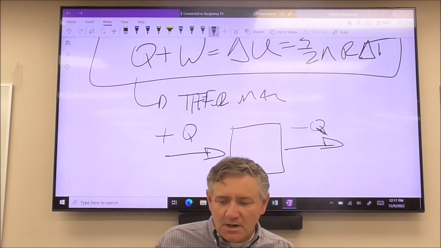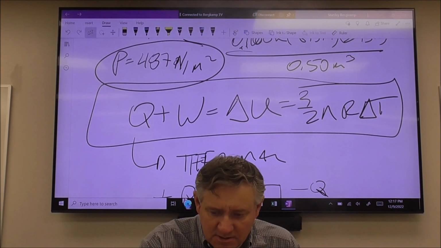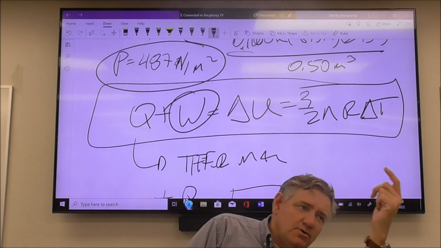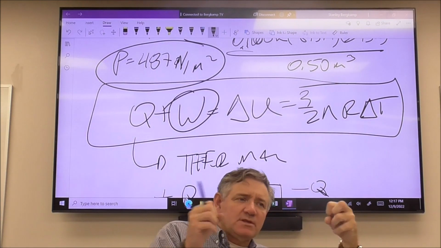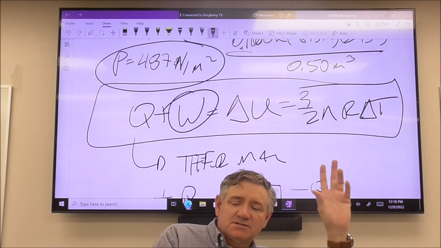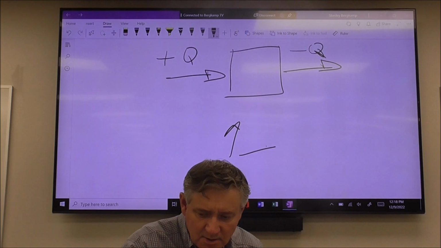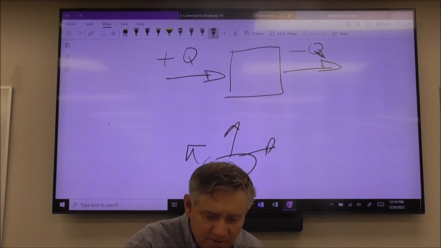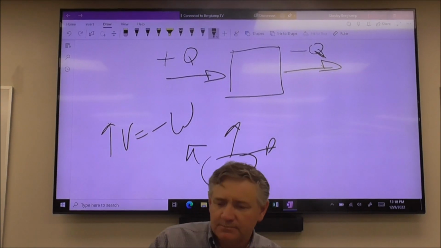Not a big deal. Now, the work gets a little sketchy. So work can be one of two things. The work can either make the volume get bigger, or the work can make the volume get smaller, okay? Those are your two options. So if you increase the volume and that expands, that's going to be negative work.